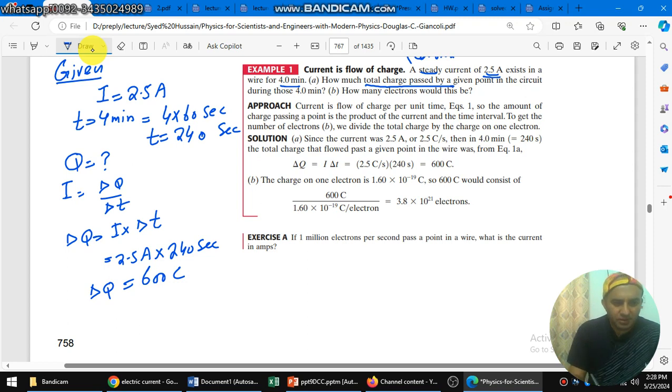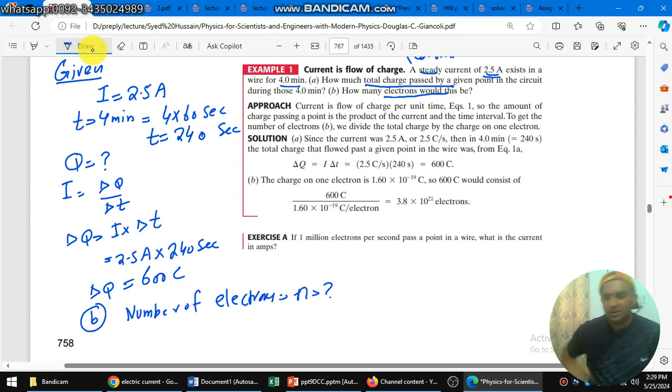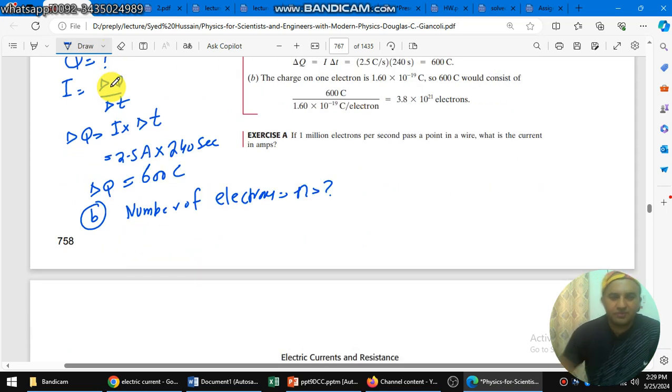Okay, for part B, how many electrons would flow? So we have to find the number of electrons n. In order to find the number of electrons, we use the formula total q is equal to ne. Let me explain this formula.